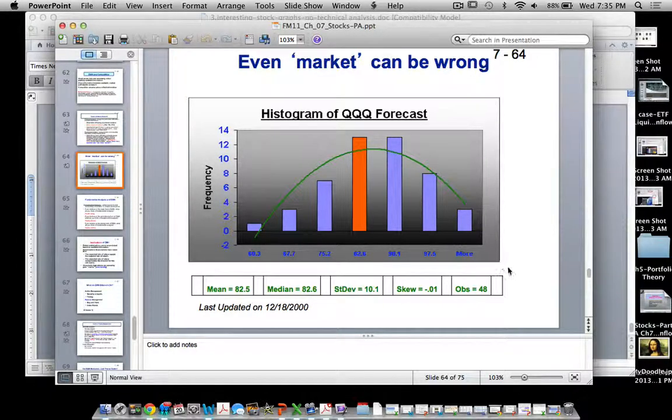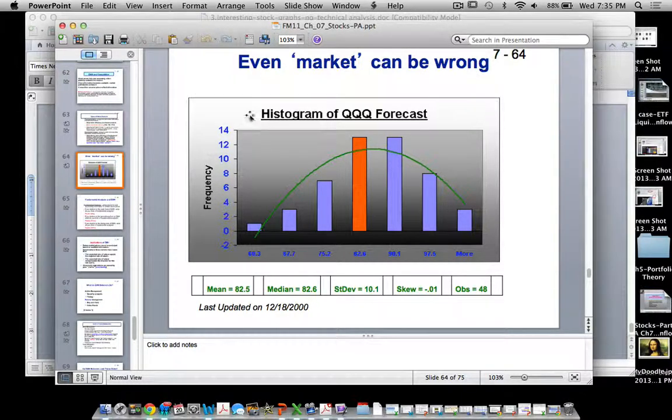And we said, okay, what is it? I mean, the market can be wrong. On 12/18/2000, we asked, what do you think the price of the QQQ is going to be in the next six months or something like that? And you can see it ranged from a low of 60 to 100. It was trading around 120, I think. Actually, it was probably around 80. From 120, it went to 80. So 30% down. The whole market was down 30%.